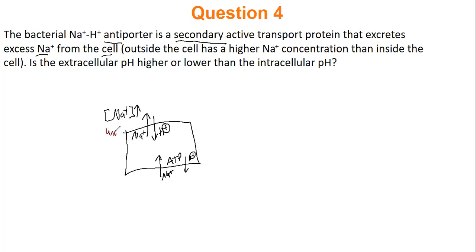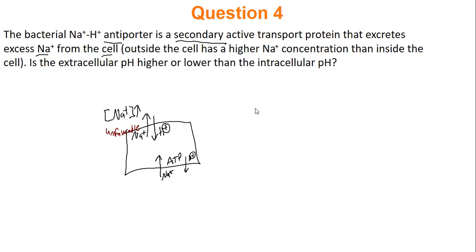So if that's the case, that means that the hydrogen component of this antiporter must be favorable because they can't both be unfavorable, right? Or you would probably need more ATP to do a process like that. So what that means is that if pumping out the sodium is unfavorable, then pumping in the hydrogen is probably the favorable aspect of this component.